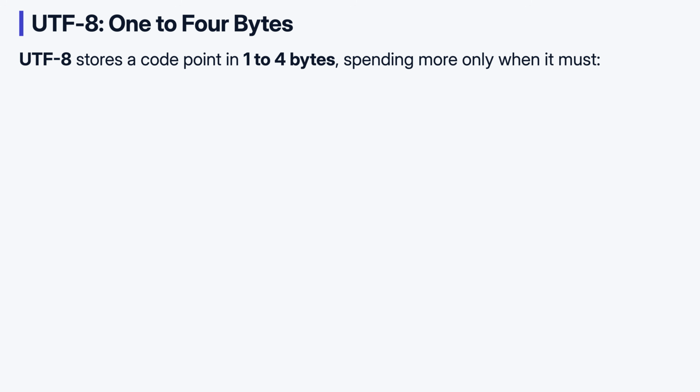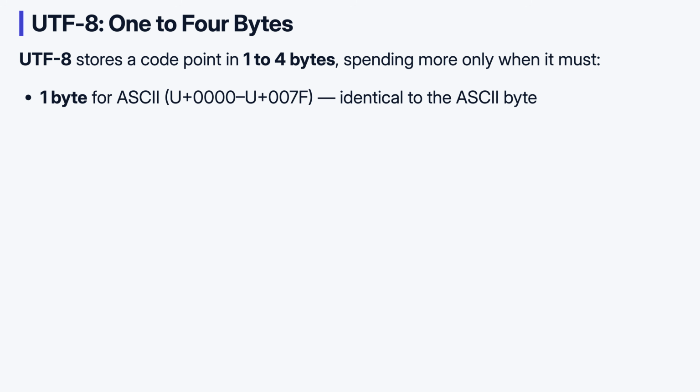UTF-8 is the dominant encoding on the web today. Let us see how it turns a code point into bytes. UTF-8 stores a code point in 1 to 4 bytes, and it spends extra bytes only when it has to. A character in the ASCII range, U+0000 through U+007F, takes a single byte, and that byte is identical to its old ASCII code.